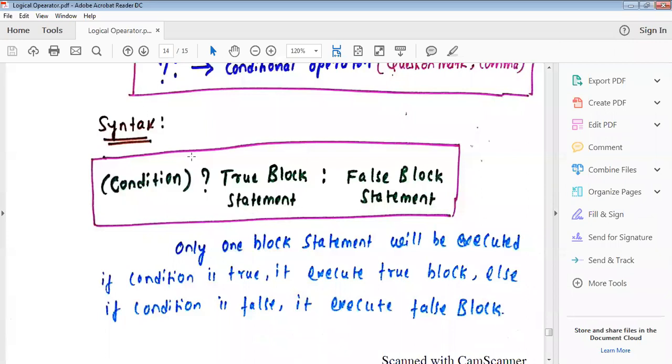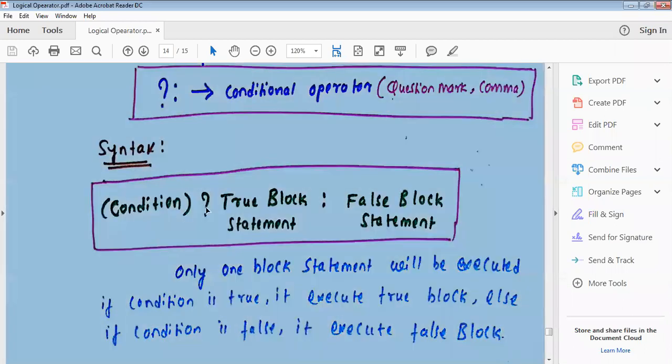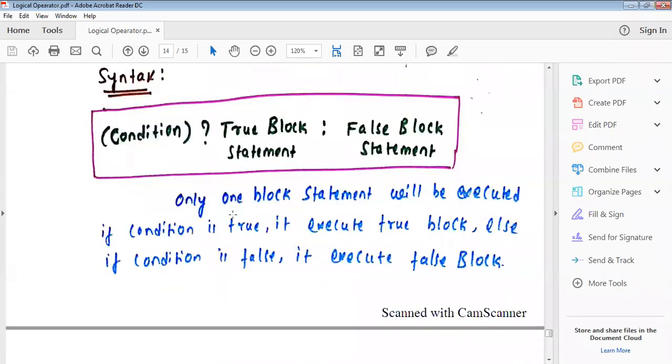So this syntax is very important. You note down this syntax. Condition, question mark. First you have to write the question mark, then the true block statement, then the colon, then the false block statement. Only one block statement will be executed. If the condition is true, it will execute the true block statement. Else, if the condition is false, it will execute the false block statement. Okay.